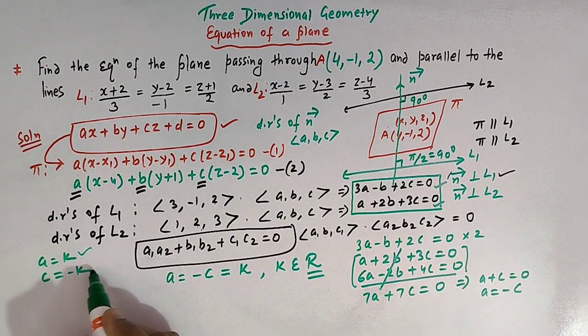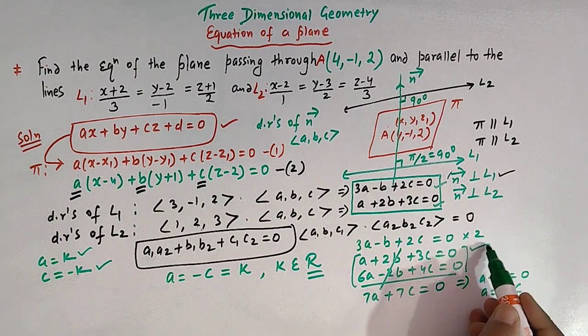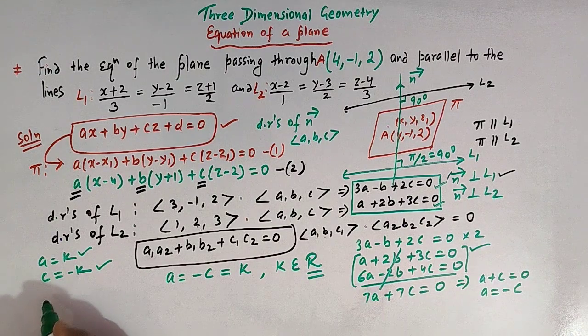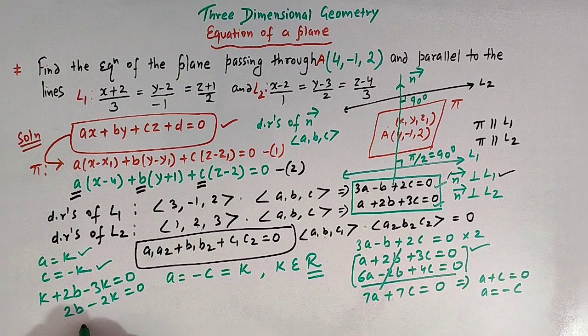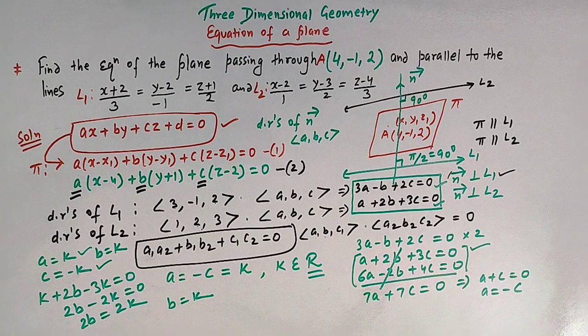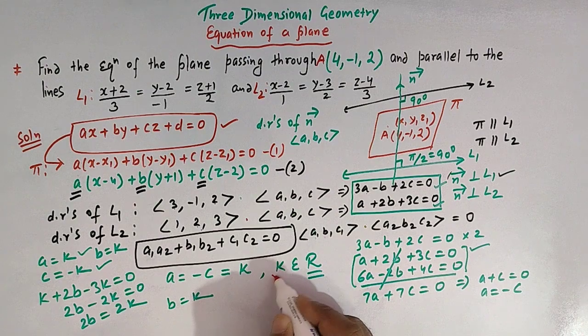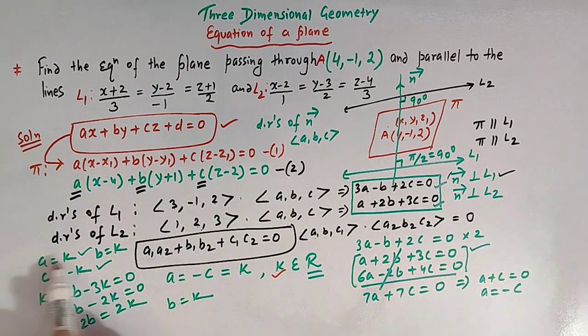Now let us substitute a and c in this equation, right? So what we will get is k plus 2b, then minus 3k is equal to 0. So 2b minus 2k is equal to 0. So 2b is equal to 2k. So b is equal to k, right? So we have b is equal to k, right? So now by introducing this real number k, we have expressed a, b and c in terms of k, right?